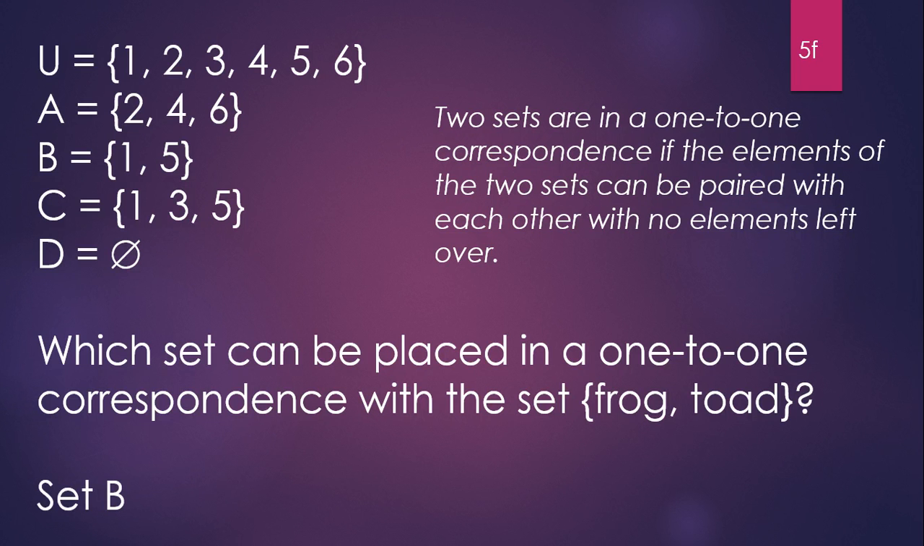Set B can be placed in a one-to-one correspondence with the set frog, toad because the two elements of set B could be paired with the two elements of the set frog, toad, and nothing would be left over.